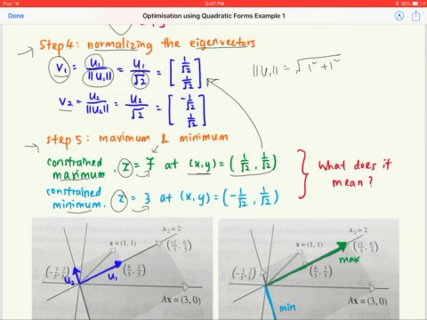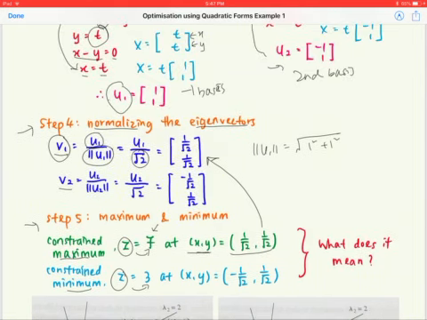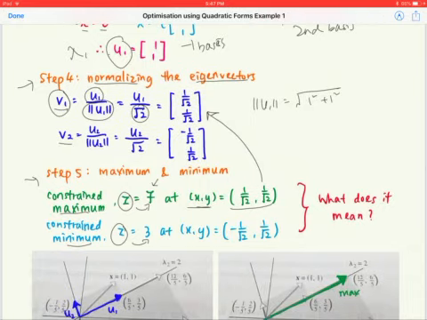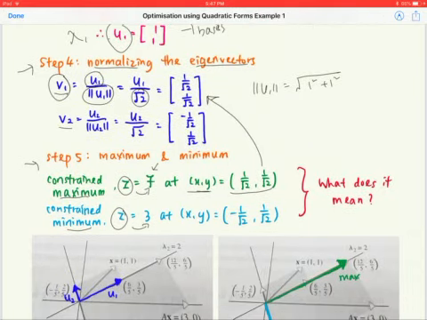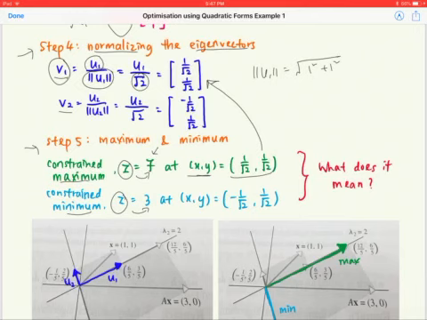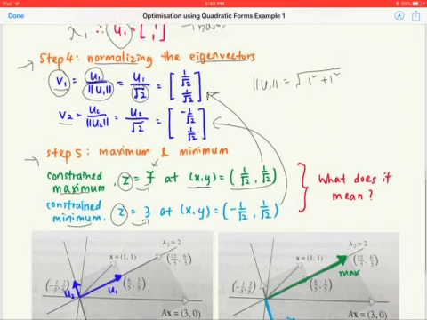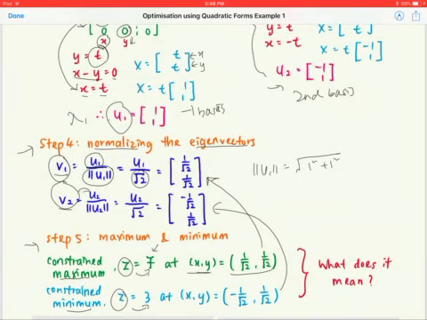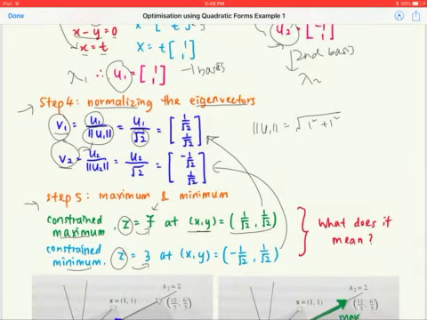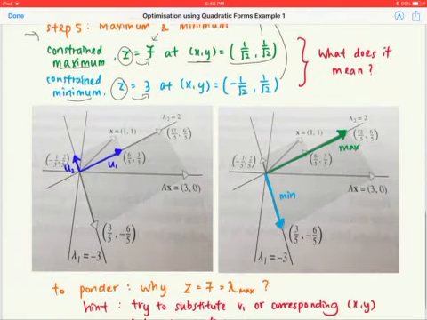So v1 is from u1, and u1 is from lambda 1 equal to 7, and that's how you match them together. And for the minimum, you refer back to v2 here, where v2 refers to u2 here. So u2 is from lambda 2.